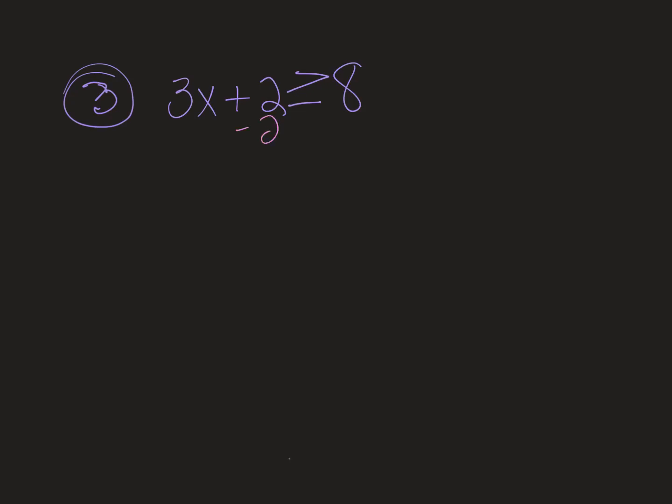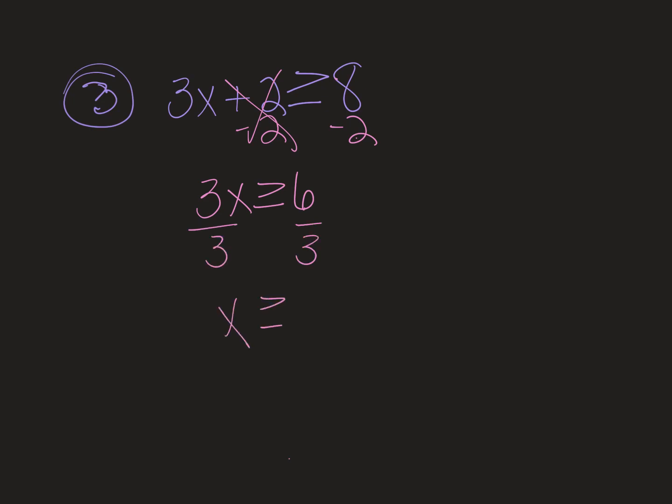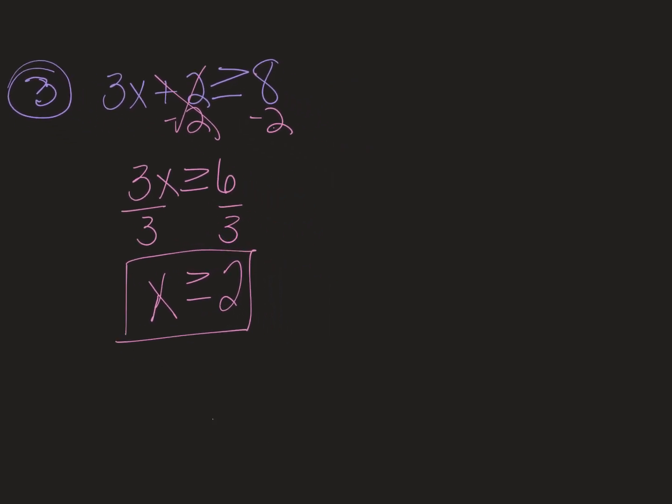So I'm going to subtract 2, and that cancels out because negative 2 plus 2 is 0. So you've got 3x is greater than or equal to 8 minus 2, which is 6. Divide both sides by 3. x is greater than or equal to 2. That's your answer for number 3. How'd you do on that, guys? All right, let's look at number 4.